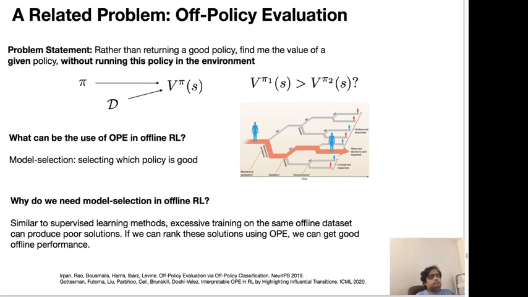Why do we need model selection in offline RL? Why can't we just pick the last solution and be happy with it? So similar to supervised learning methods, excessive training on the same offline dataset can lead to poor solutions. For instance, the method could overfit, or there could be other sorts of optimization difficulties. On the other hand, if we can rank these solutions using OPE reliably, we can end up choosing the policy that attains the best performance, and hence our overall offline RL algorithm output would be quite good. So in that sense, model selection can supplement offline RL methods, and offline RL methods may not have to deal with various issues pertaining to fixed data set training.